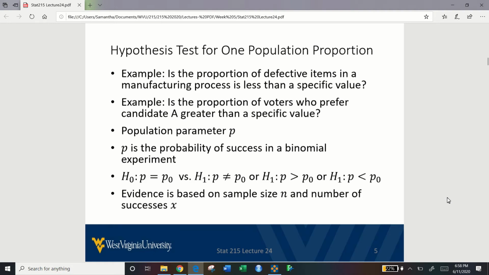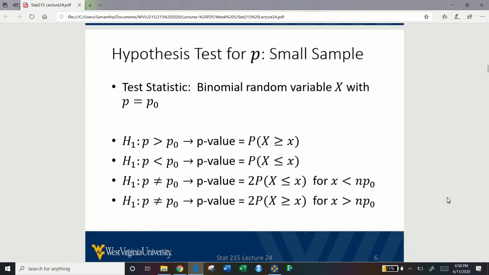We'll be focusing on our hypothesis test. Our null hypothesis will be P equal to P naught versus one of three alternatives: P not equal to P naught, P greater than P naught, or P less than P naught. And we will have our evidence based on a sample size n and number of successes x. A lot of what we did in our previous two lectures is going to have applications here, only it's adjusted for proportions. Let's begin the hypothesis test for P when we are dealing with a small sample.